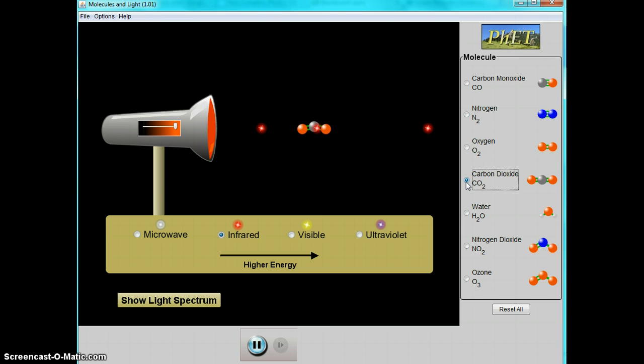Carbon monoxide vibrating violently due to this light. Same with the water molecule. And O3. So if you look here, O3 is once again absorbing and reflecting the infrared light, which is part of the electromagnetic spectrum, which comes from the sun. We'll switch back to the top.